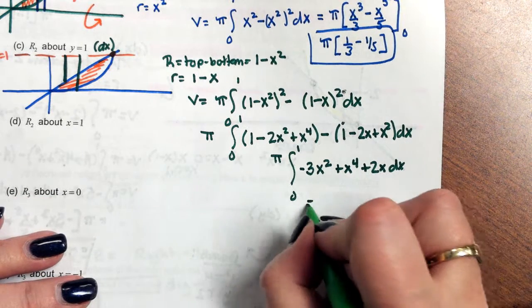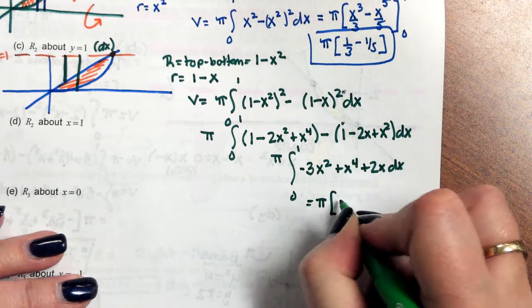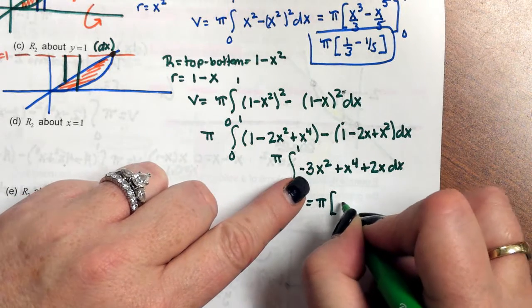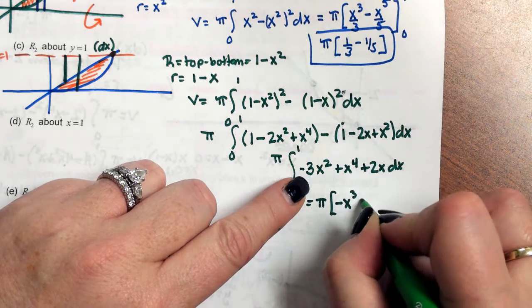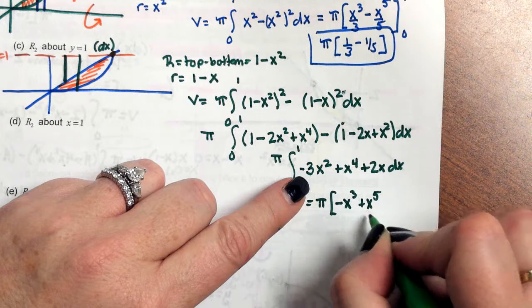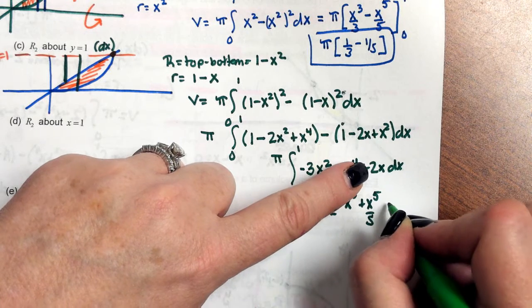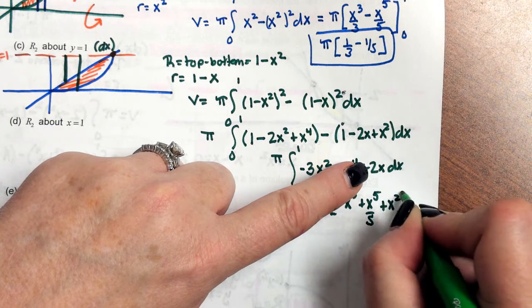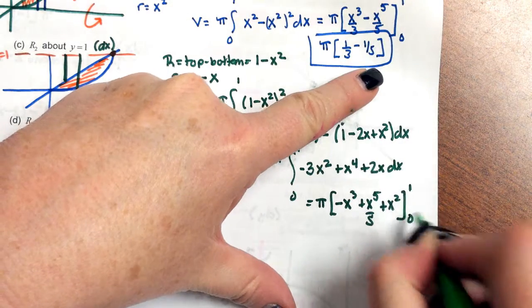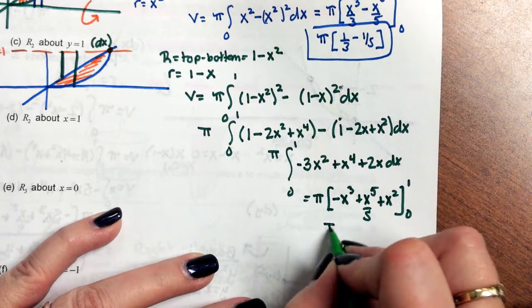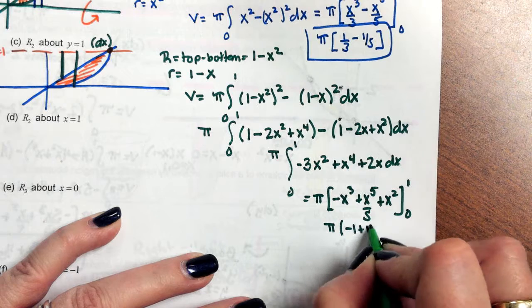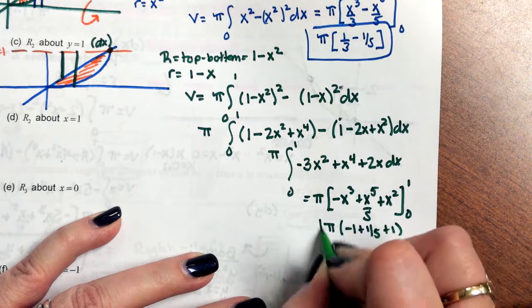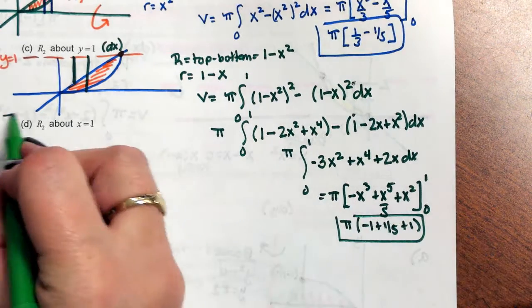So now I can integrate. It's going to be pi times negative 3x to the third over 3, which gives you a negative x to the third, plus x to the fifth over 5, plus 2x squared over 2, which is just an x squared. And again, I'm going to evaluate this from 1 to 0. So it's going to be pi times negative 1 plus 1/5 plus 1. So there's part C.